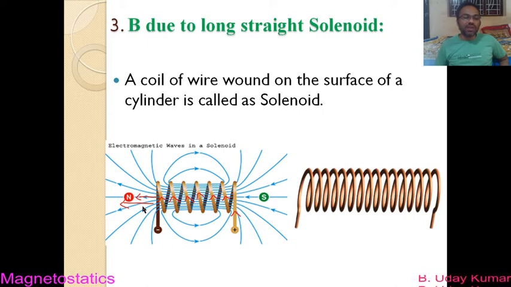So whatever the magnetic field that is produced here, this face acts as the north pole and this face acts as the south pole. So this is the magnetic field that is produced due to the solenoid, that you can understand. Okay, I hope it is clear now.